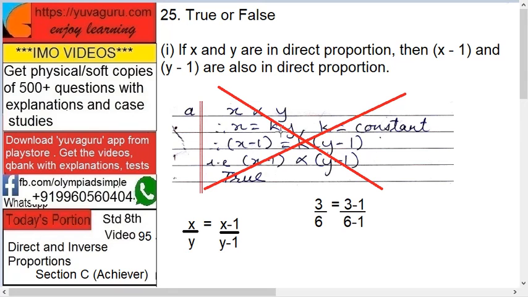So if you take y on the other side, x upon y equals constant. So what does the question say? x minus 1 upon y minus 1 is also the same constant. So x upon y equals x minus 1 upon y minus 1. Let's try with some numbers. x is 3, y is 6. So 3 minus 1, 2 upon 6 minus 1, 5. So is 2 upon 5 the same as 3 upon 6? No. That's why the answer is false.